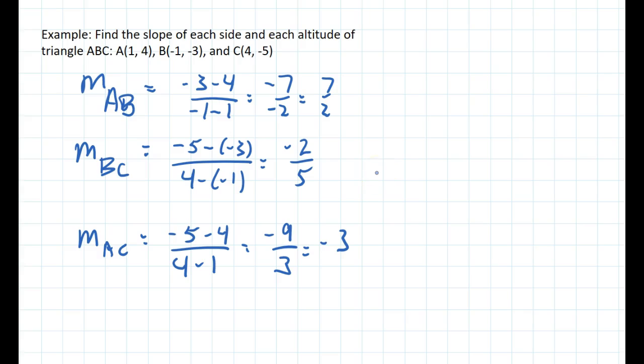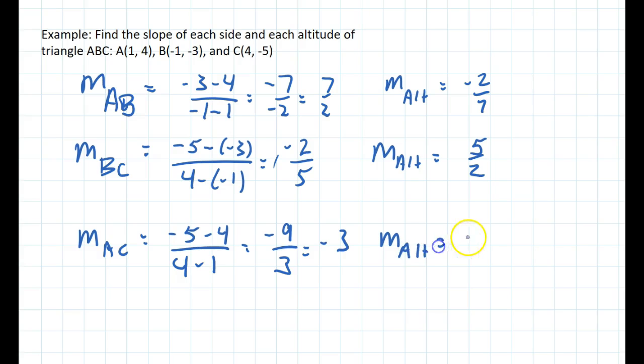Okay, so how about the slopes of the altitudes? Well, an altitude to a side is perpendicular to that side. So that means that the slope of this altitude is negative 2/7, the opposite reciprocal of 7/2. The slope of this altitude is positive 5/2, the opposite reciprocal of negative 2/5, and the slope of this altitude is positive 1/3.